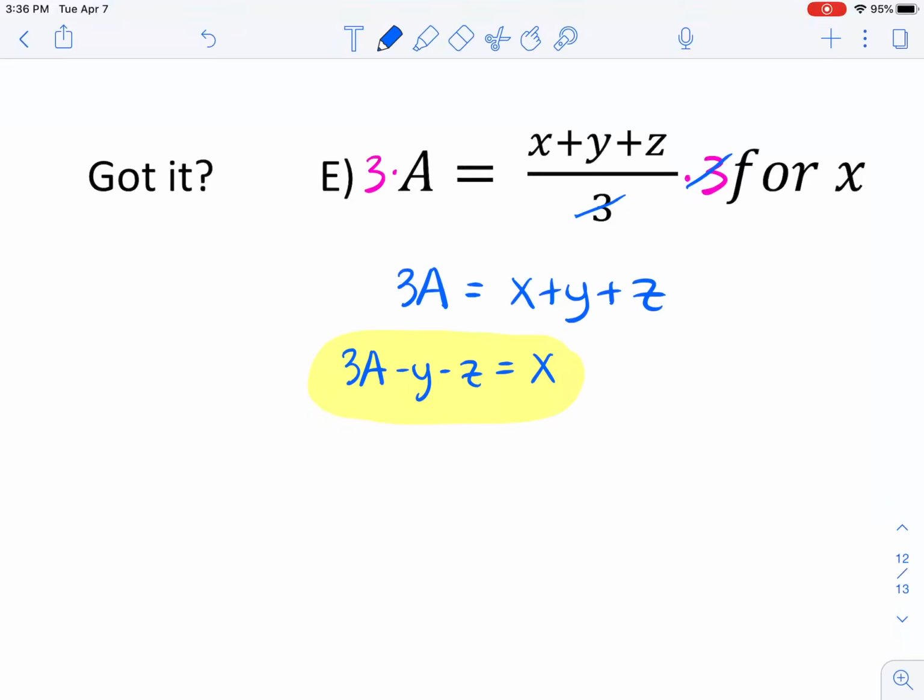Remember, we're trying to solve for x. Right now we're adding y and z to x on the right-hand side. So the opposite of addition is to subtract. So you can subtract both sides by y and z. When you do that, you end up with 3a minus y minus z equals x. Since x is by itself, that is your answer.